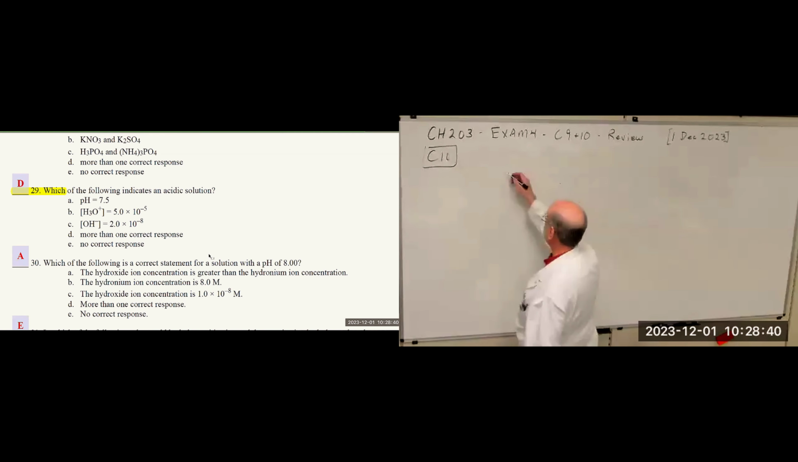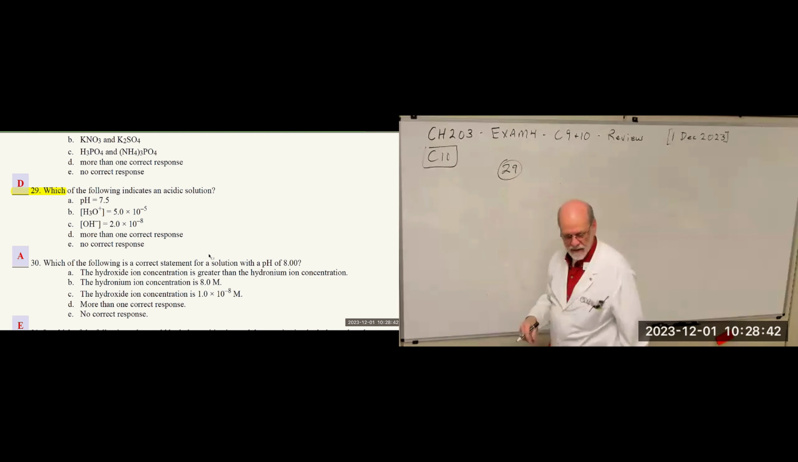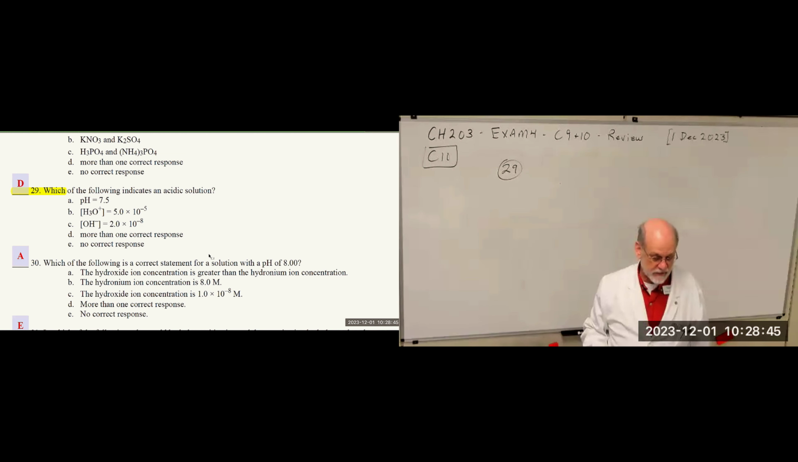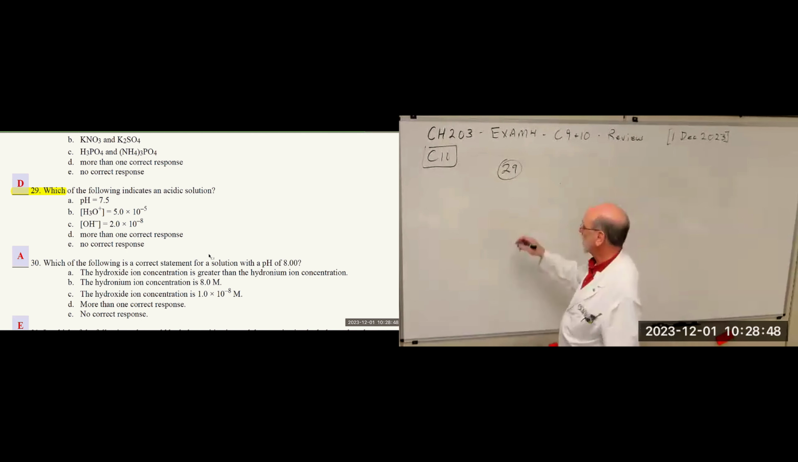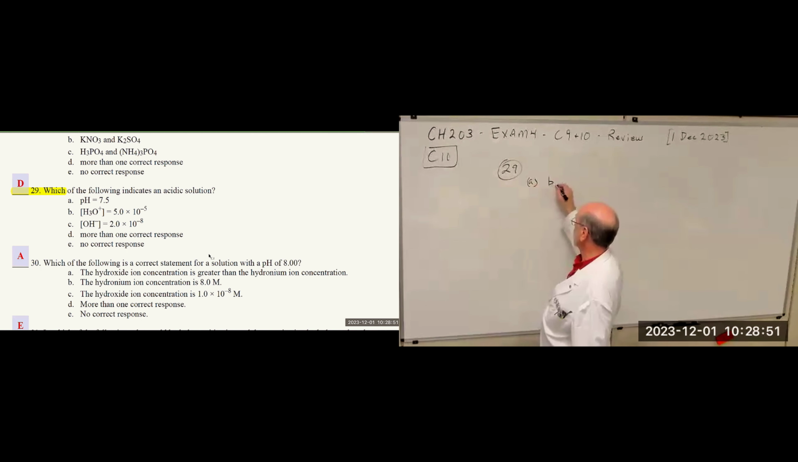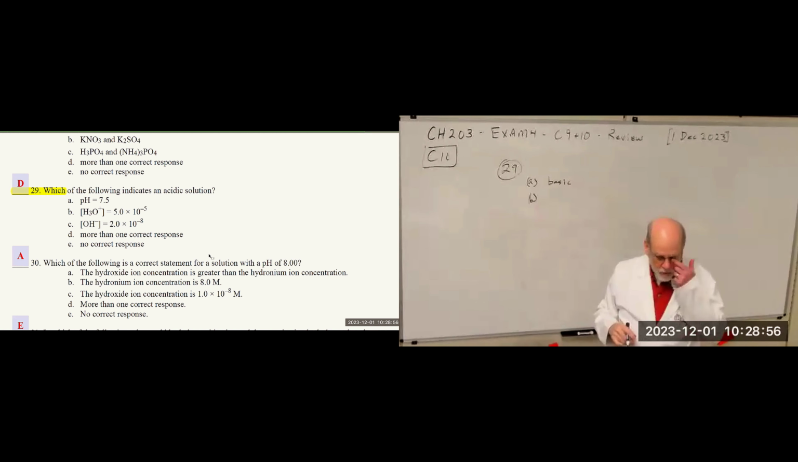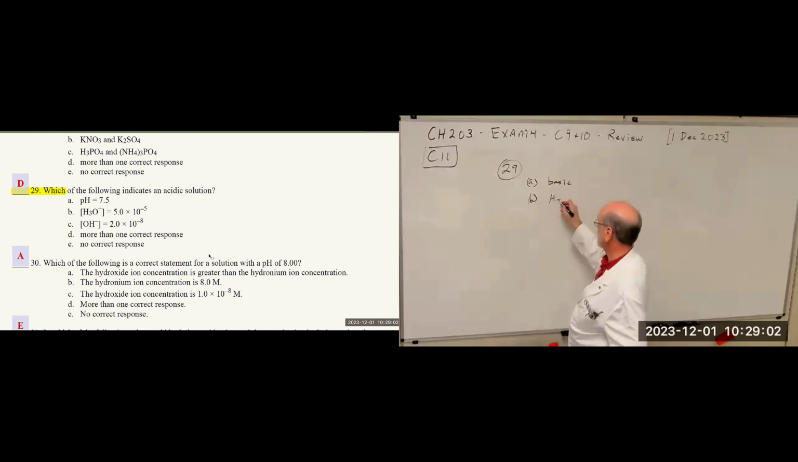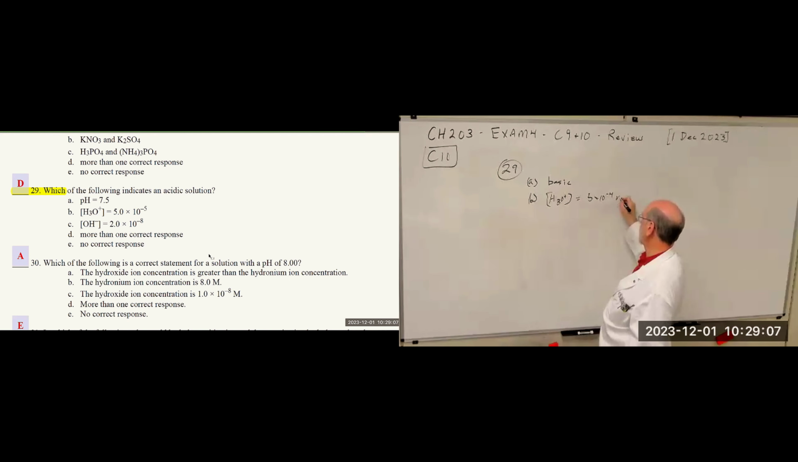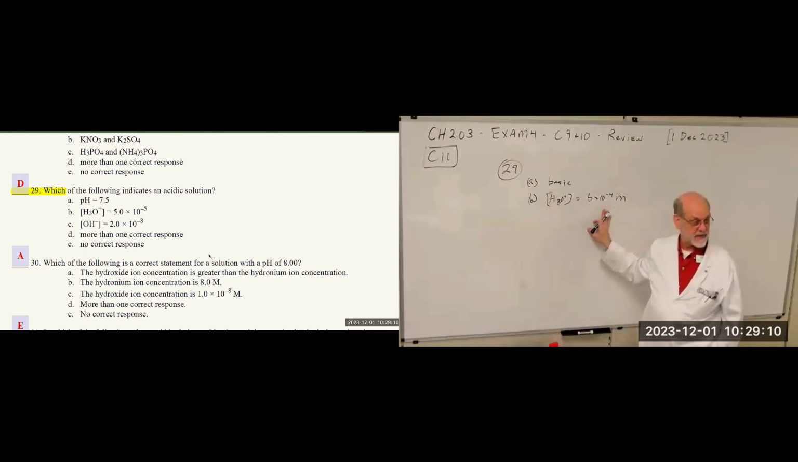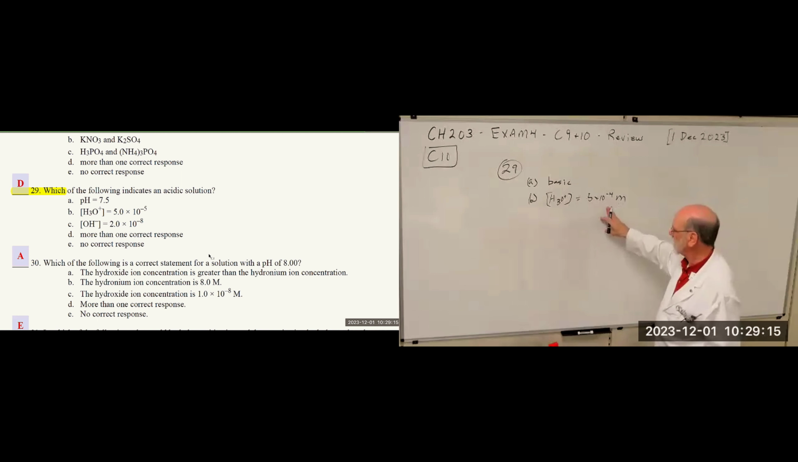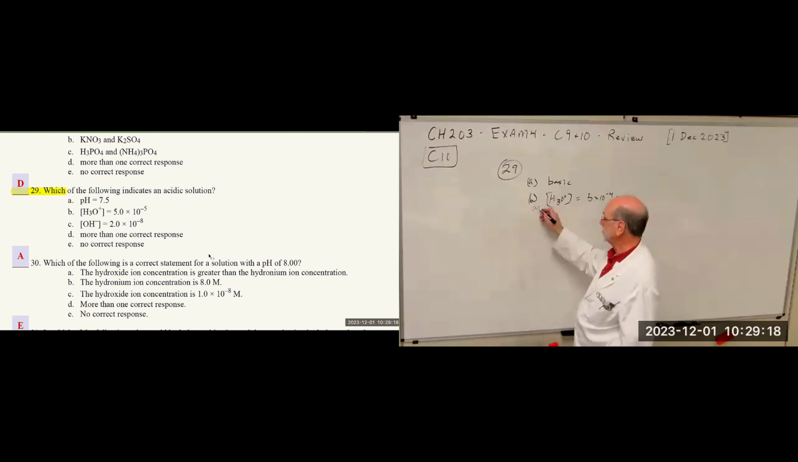29. Which of the following indicates an acidic solution? All right. So A with a pH of 7.5 is basic, just slightly basic. B, hydronium ion concentration of 5 times 10 to the minus 4 molar is much higher than 10 to the minus 7 by 3 orders of magnitude. The pH is about 2.5. So this is acidic.